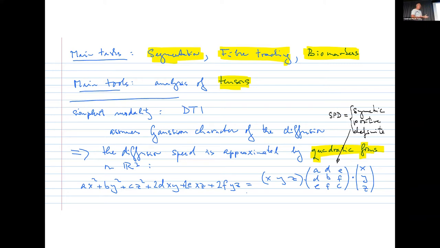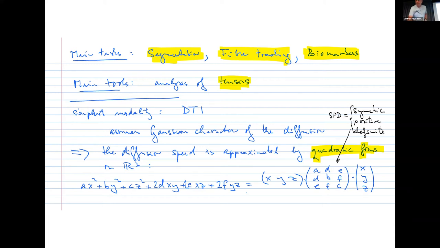The main tools we have at our disposal come from what people call tensor analysis or things like that, but don't bother about it. Let's start with the simplest modality, as the engineers say, and that's the so-called DTI, diffusion tensor imaging. Diffusion tensor imaging is based on the expectation that the distribution of the speed will be well modeled by some Gaussian process, which is equivalent to the expectation that the quadratic approximation should be good enough.